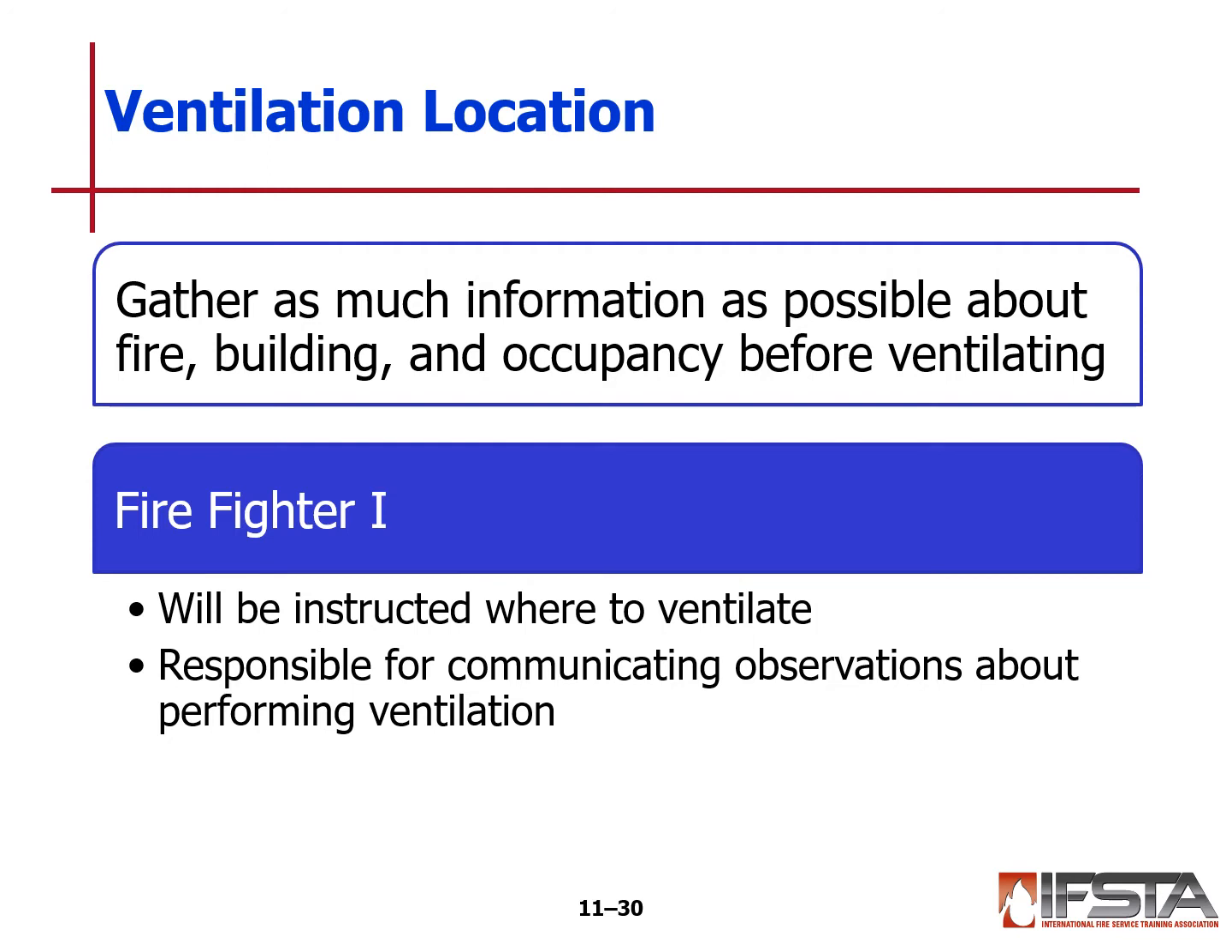We need to gather as much information as possible about the fire, the building itself, and the occupancy before we ventilate. And so we need to be cognizant of where to ventilate. Typically that's close to the seat of the fire or over the seat of the fire, if at all possible. We're responsible for communicating observations about performing ventilation.